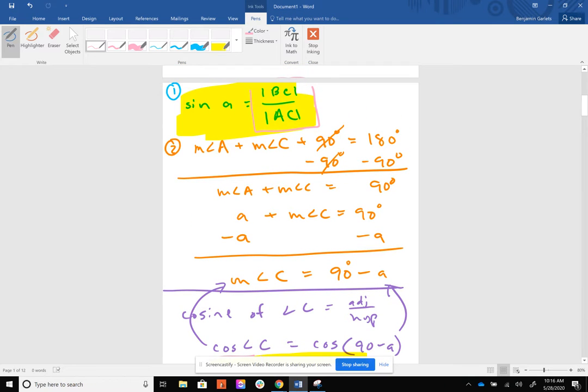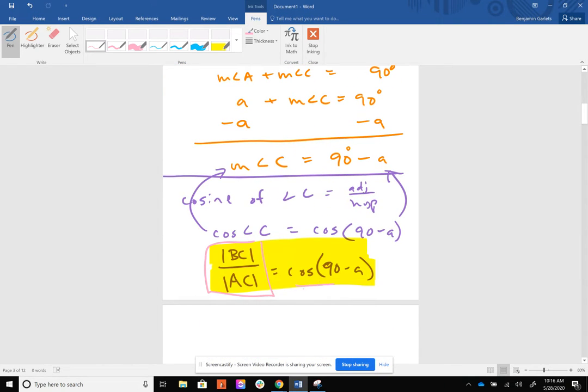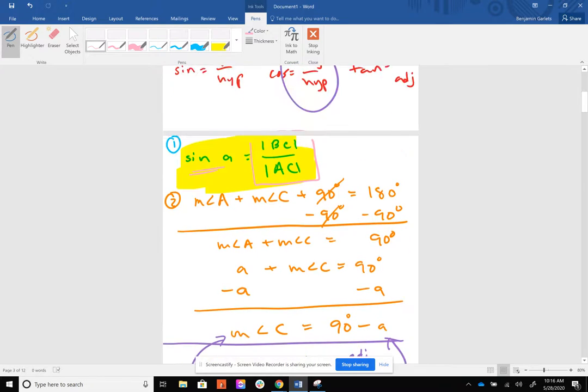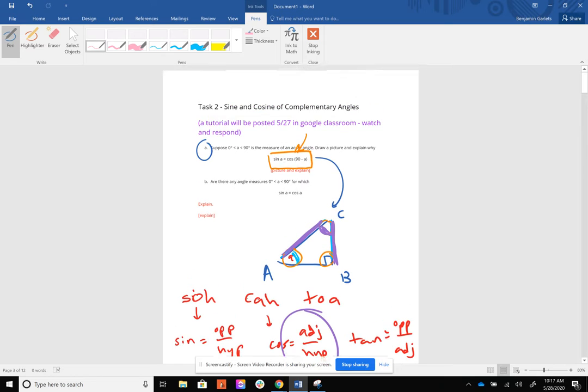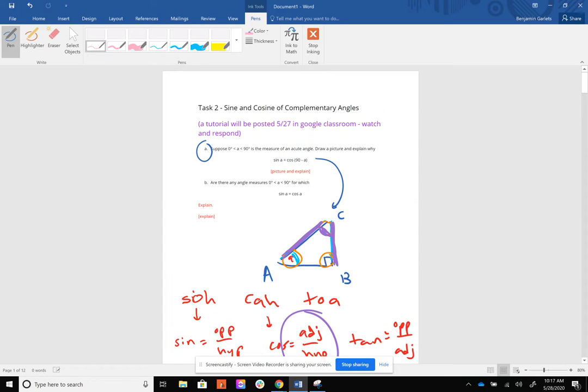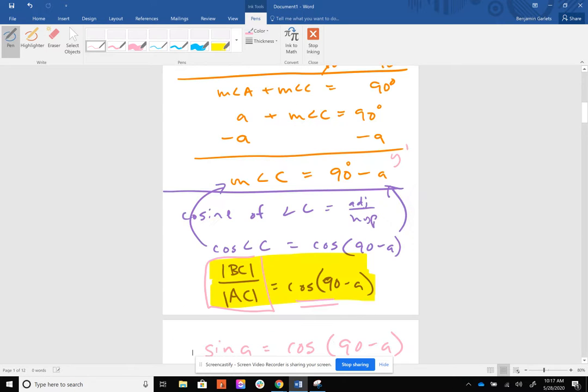So what that means is that you can take the other sides of the equations and you can set those equal to each other. Okay, so sine of A equals cosine of 90 minus A. And if we go all the way back up to our step A, we've just explained why those two are equal to each other. Yay!